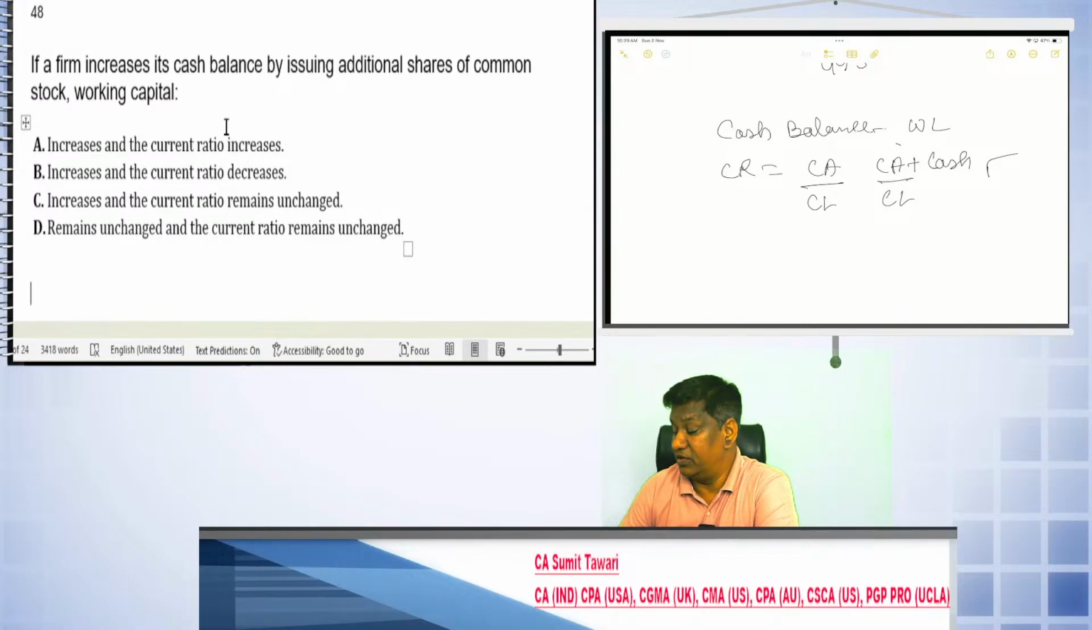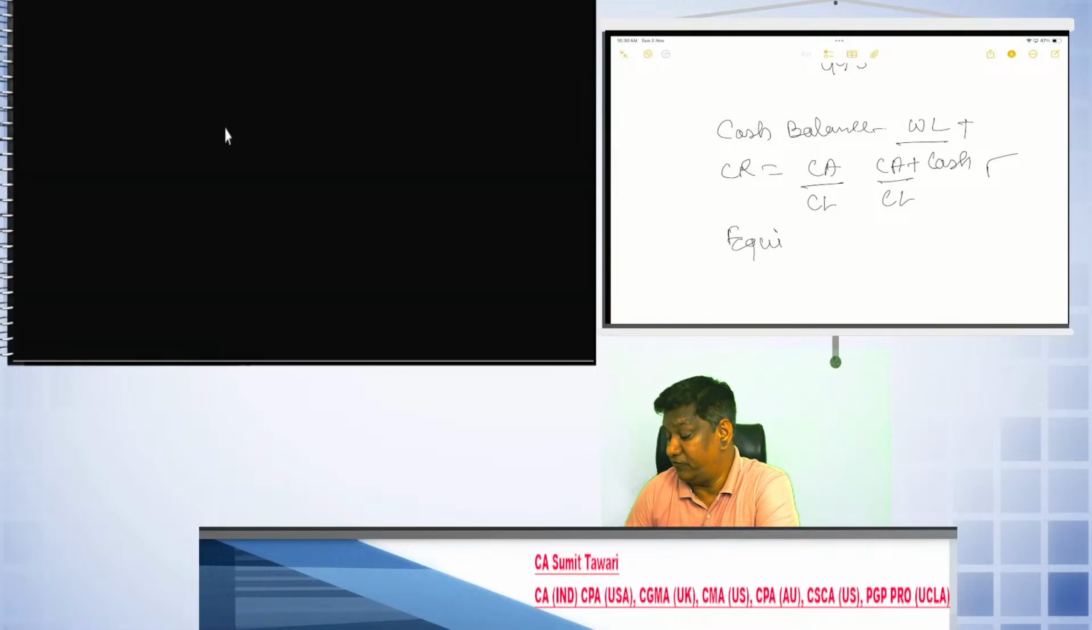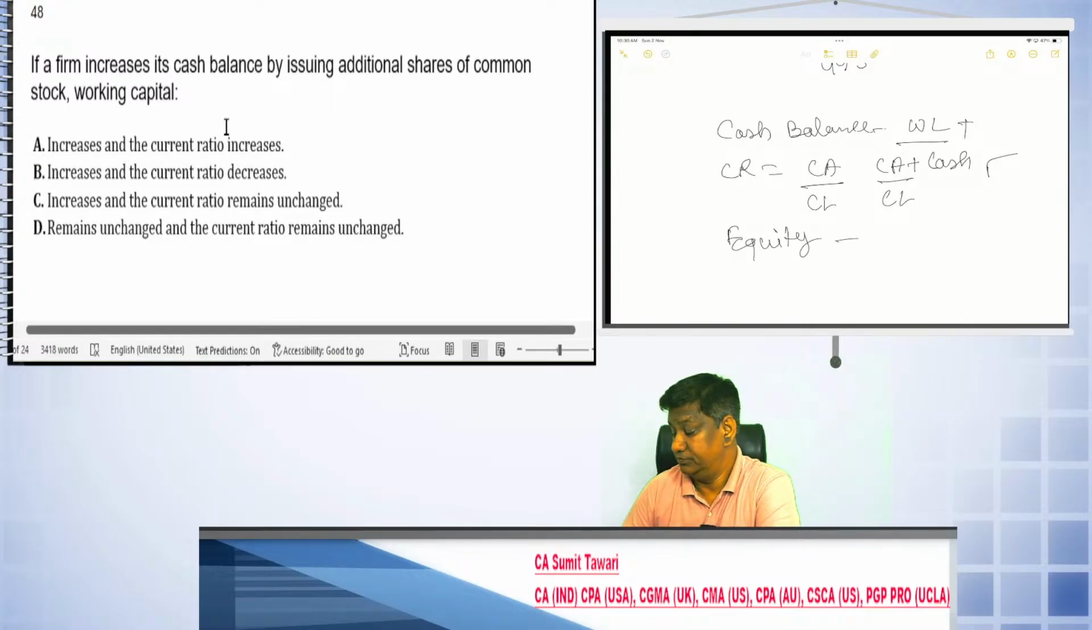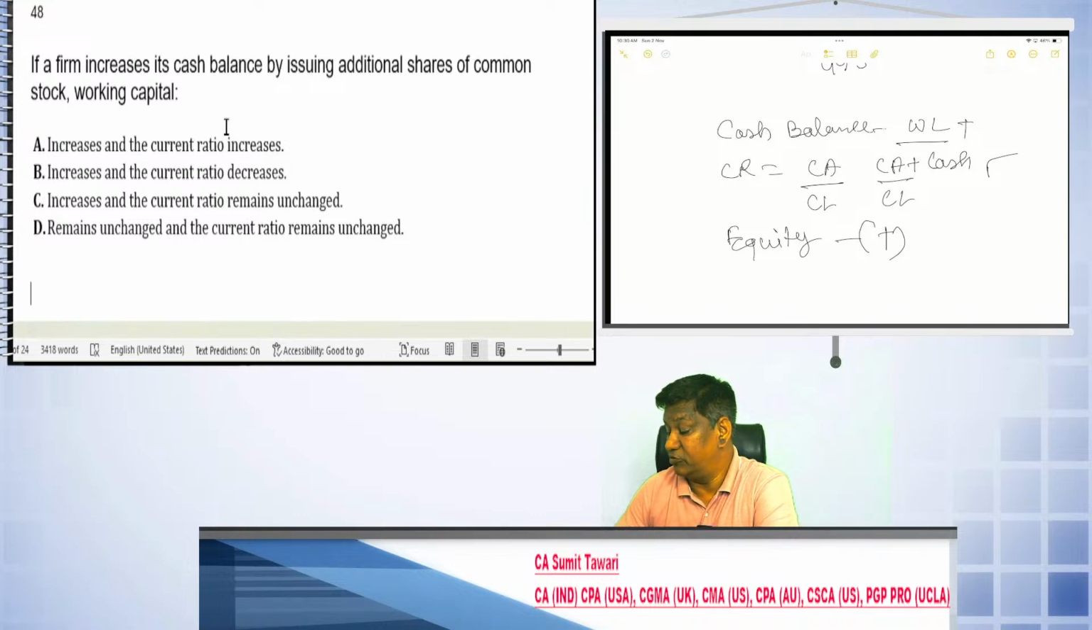The second effect, working capital plus and the equity plus. So equity is not part of current liability. So what happened? Your current asset increased because you are getting the cash. So that's why current asset and working capital get increased, and parallelly your current ratio also gets increased. Are you able to understand? Yes, sir.